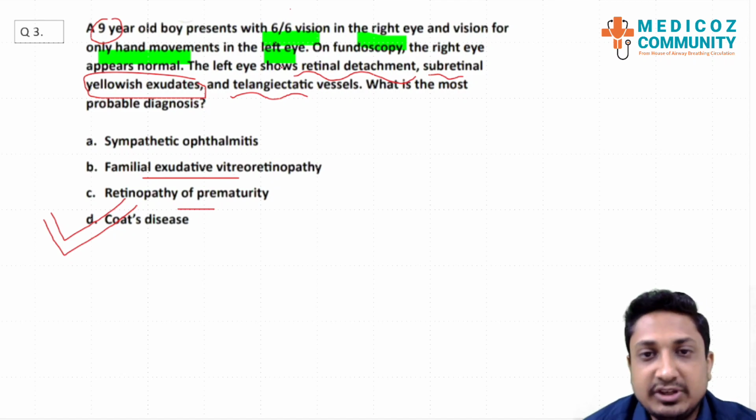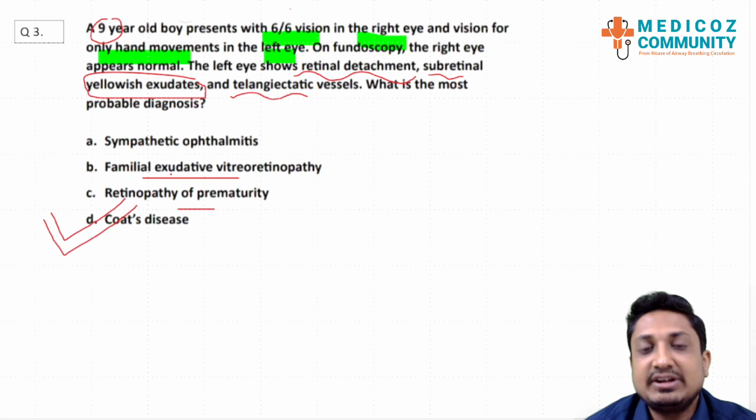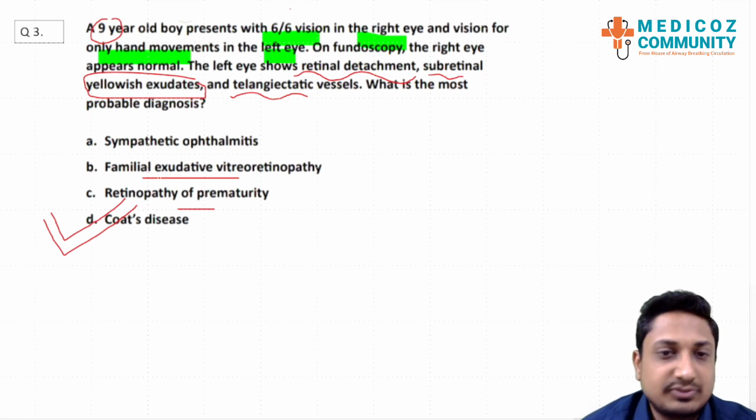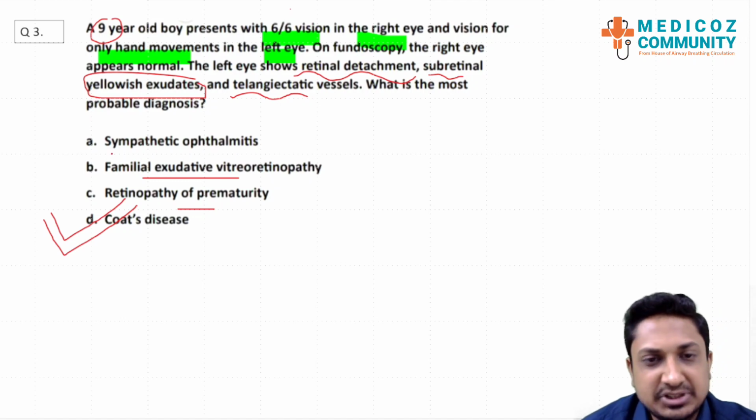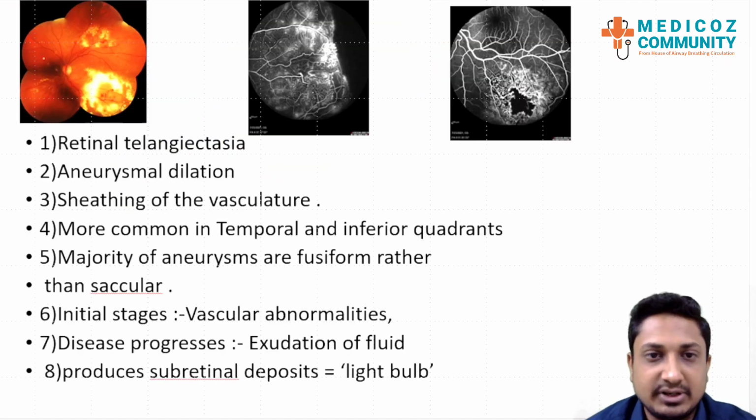Coming to option B, FEVR, familial exudative vitreoretinopathy, yes, it can present at this kind of age, but the features will not be like this. There won't be yellowish exudates, there won't be telangiectatic vessels. FEVR will always have a traction. So it is completely different from what we are seeing in the question. And option A, sympathetic ophthalmitis, is not to be confused with all of this. It is very different and does not match what we have been given in the question.